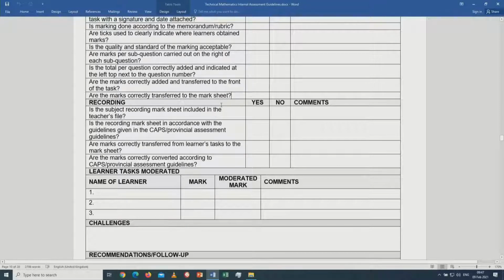When you record it outside, you say 23. We need to be very careful in terms of transferring marks. Otherwise, these learners will come back and say, but I feel this is not correct. I did not get this. You look and these mistakes are there. Some learners, they don't follow these things.